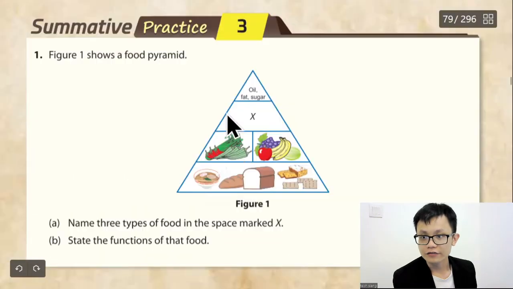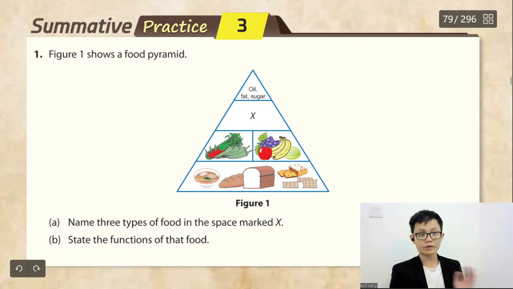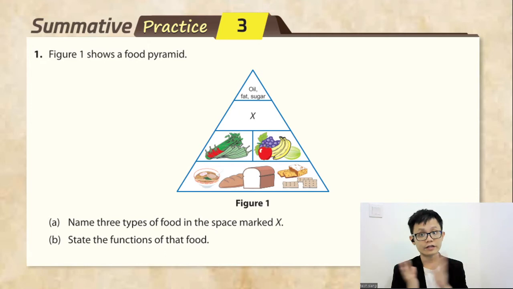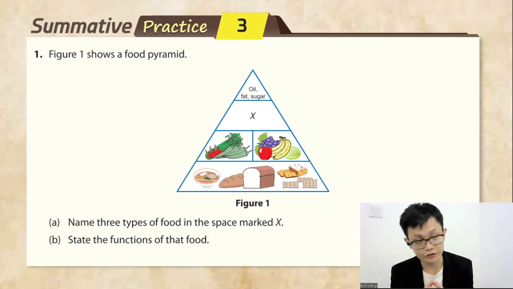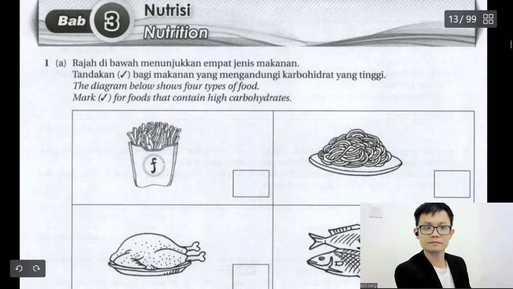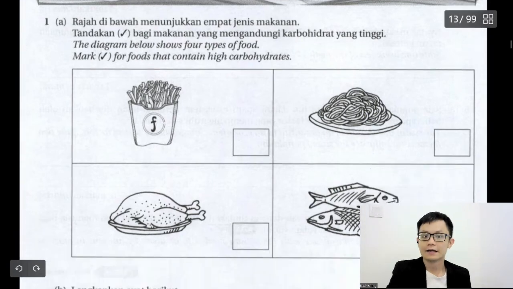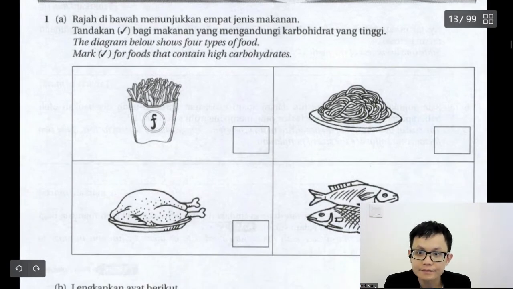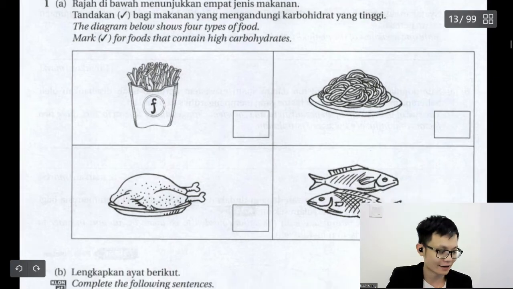Self-reflection, classes of food, and so on. For this one, you can find your answer in your book. So we are not going to do this because you can find the answer in your book. We are going to do some other exercises so that it will be more beneficial for you. Okay, let's look at this question. The diagram below shows 4 types of food. Mark the food that contains high carbohydrate.